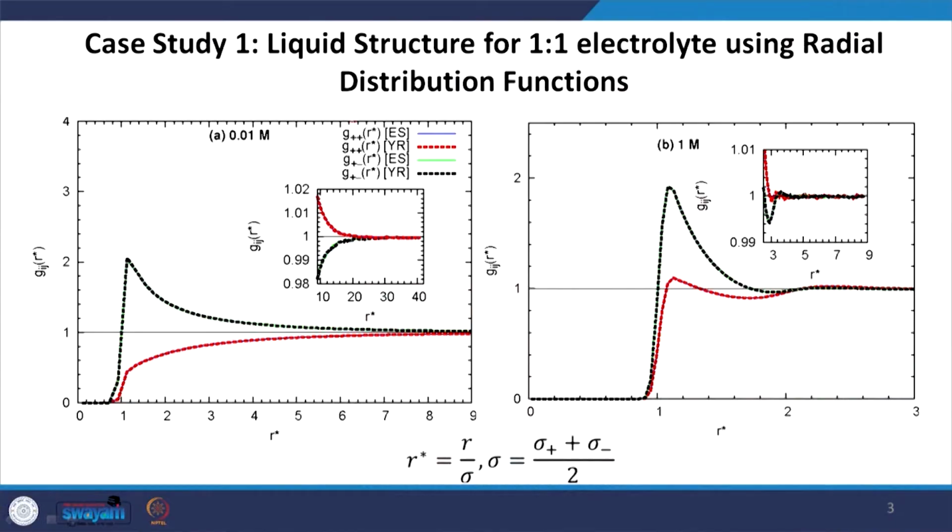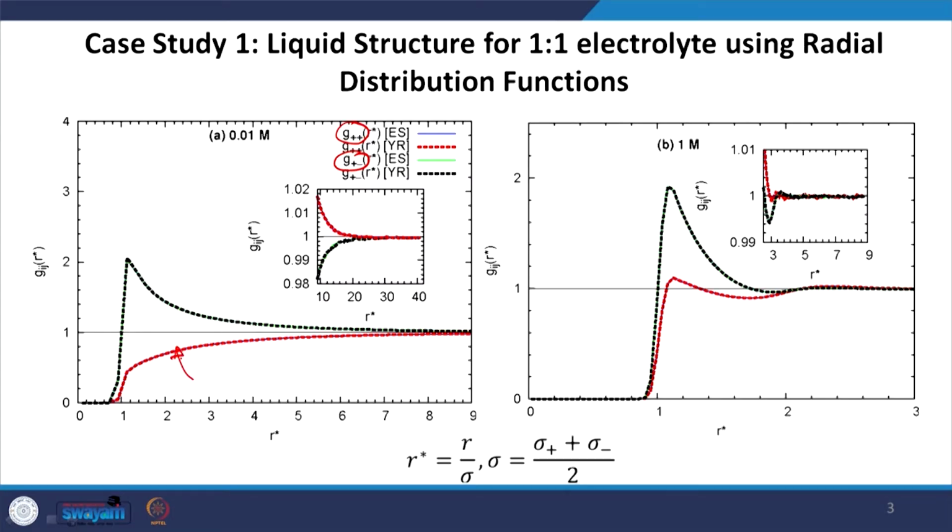So the next thing that we do, we started analyzing the structure of the electrolyte solutions using the radial distribution function. Now since we have two species, that is plus and minus, we have four possible pairs of the radial distribution function. We can have a G plus plus, we can have a G plus minus, these two pairs, and two for the two schemes. So in total we have four combinations, two each for each of the schemes.